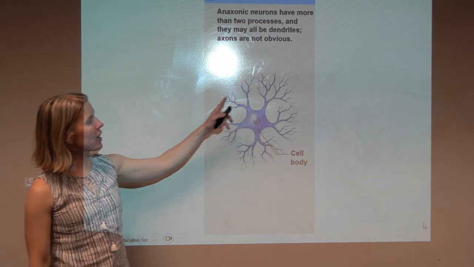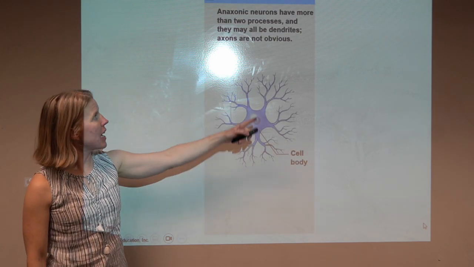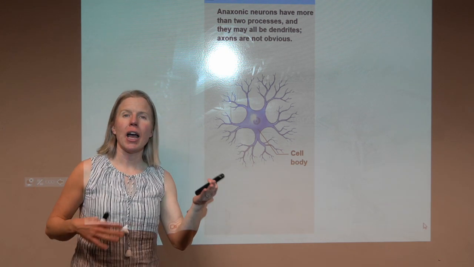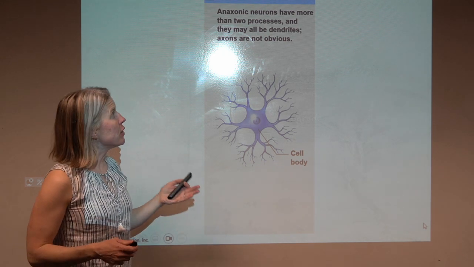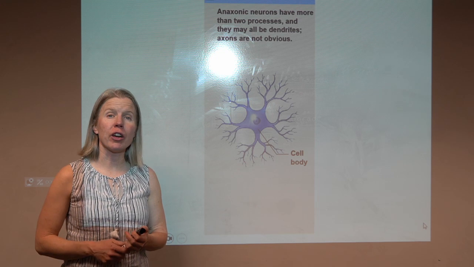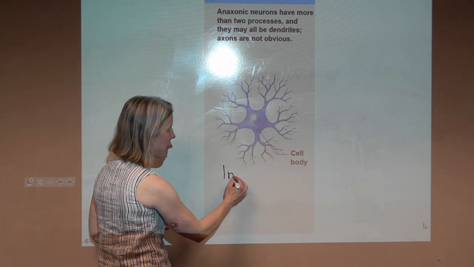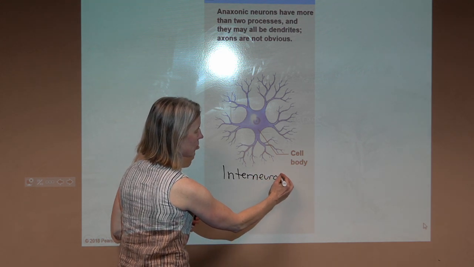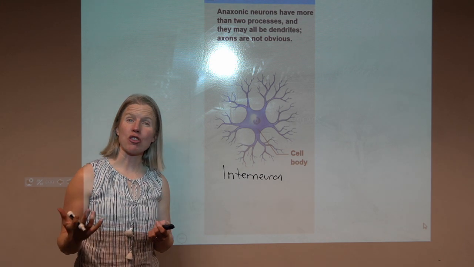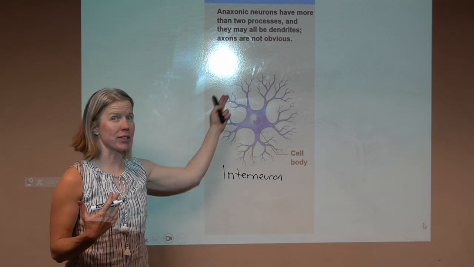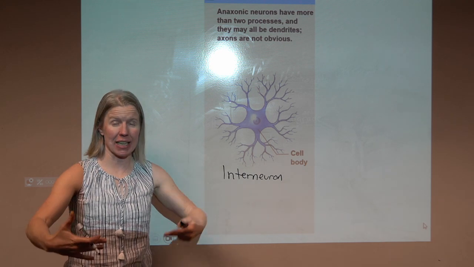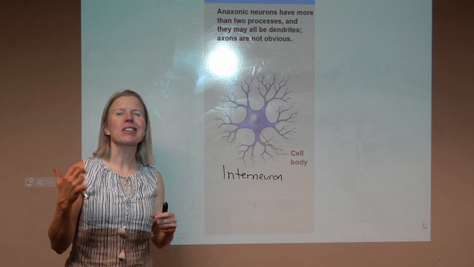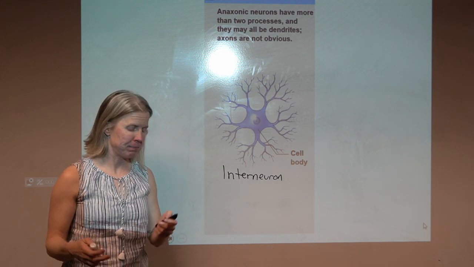So let's start with this anaxonic neuron. Basically, this has lots of different processes, and you can't really distinguish which is an axon and which is a dendrite. These neurons functionally are very often what's called an interneuron. Lots of them are in the central nervous system's gray matter. Notice again, if you don't have an axon, you don't have that myelin, that white matter. These interneurons are super important in the processing and the integrating of information.